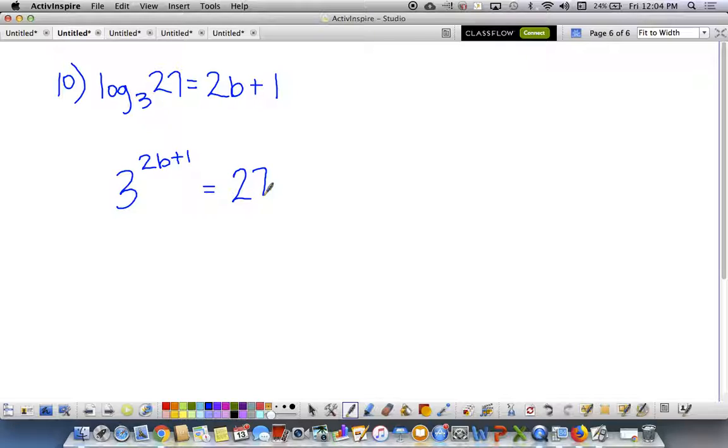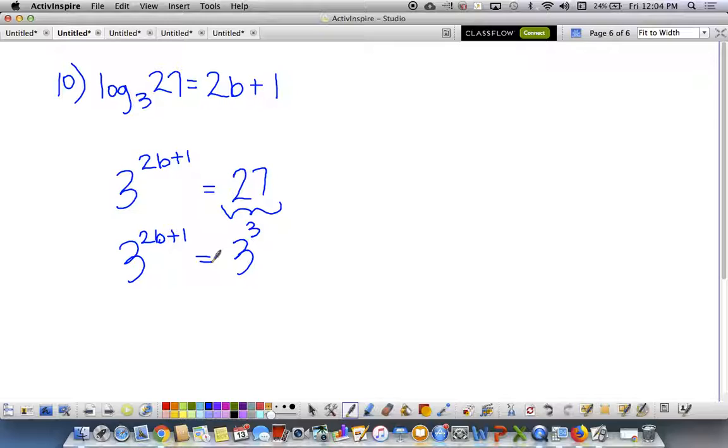Now, what is going through your brain? 27 equals 3 raised to. Can we rewrite this 27 as an exponent with a base 3? Yeah. It's not always the first thing that goes through my brain. If they don't have the same base, you can't solve for b right now. So you're going to look, can I rewrite this with the same base?